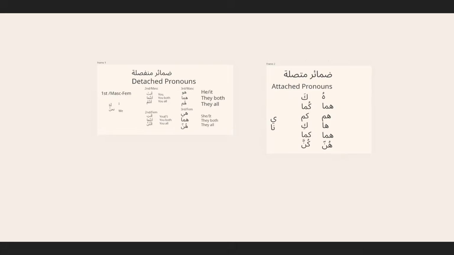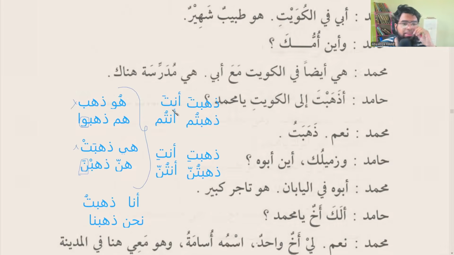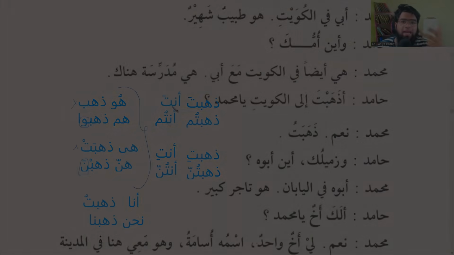Huwa short form is hu. Huma remains huma. Hum remains hum. It's the same. But hiya becomes ha, her. If a kasra comes or a ya comes before hu, it becomes he. Anta will become what? Anta becomes ka. Right? Anta, detached, attached is ka. And then hiya is ta.